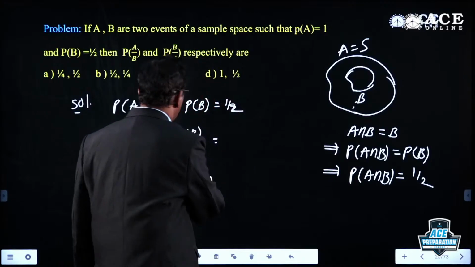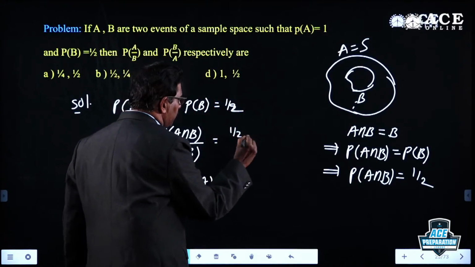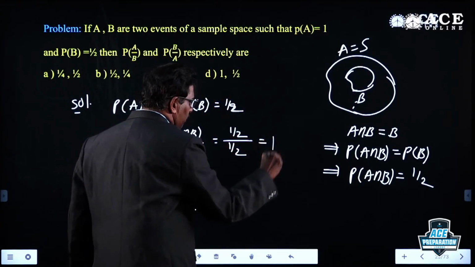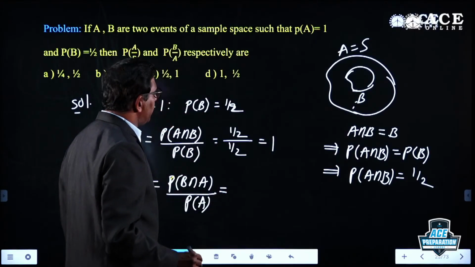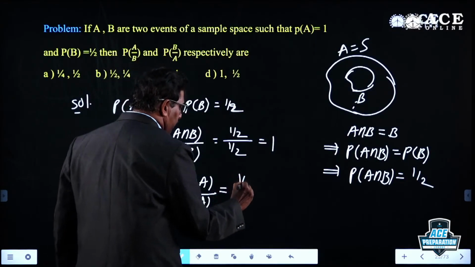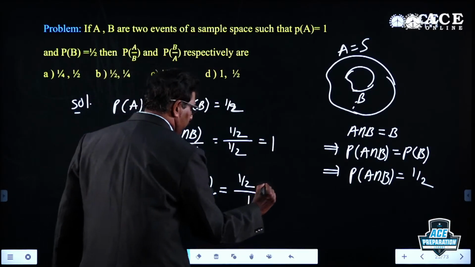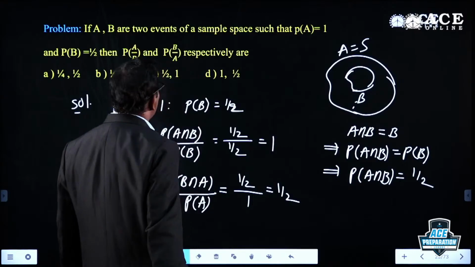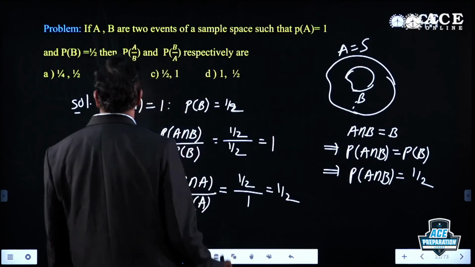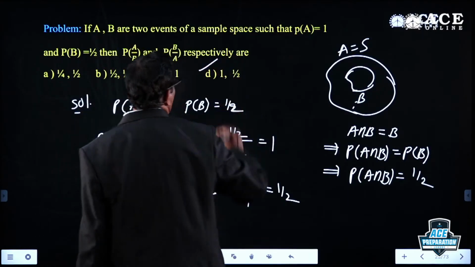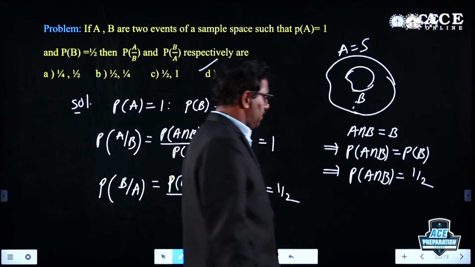Now coming to answer this question, P of A intersection B is 1 by 2. P of B is also 1 by 2. That is 1. P of B intersection A, that is 1 by 2. What is P of A? P of A is 1. That is 1 by 2. 1 comma 1 by 2 are the answers. 1 comma 1 by 2 means option D is correct. Is it?